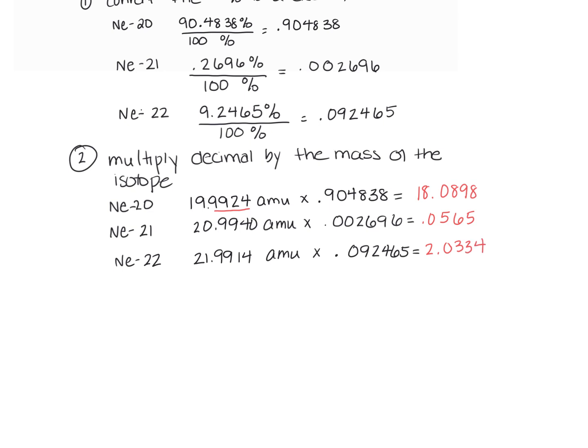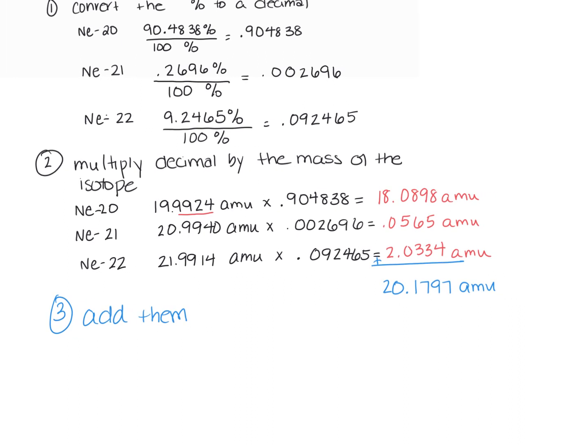And then step 3 is going to be, and I'm going to do this in a different color, to add them. And instead of writing them again, I'm just going to do like this. And we're going to add them together. That's going to be 20.1797 AMU. Let's make sure that we have units on our numbers. There we go. And so that's our final answer.